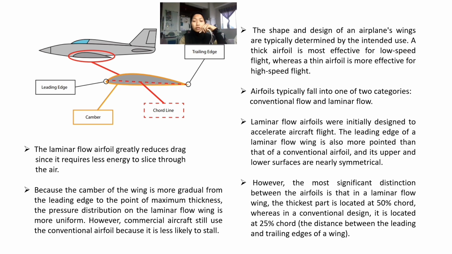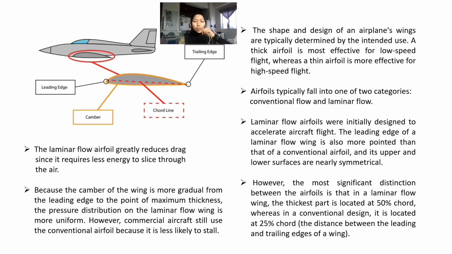Airfoils typically fall into one of two categories, which is conventional flow and laminar flow. Laminar flow airfoils were initially designed to accelerate aircraft flight. The leading edge of the laminar flow wing is also more pointed than that of a conventional airfoil, and its upper and lower surfaces are nearly symmetrical. The laminar flow airfoil greatly reduces drag since it requires less energy to slice through the air.